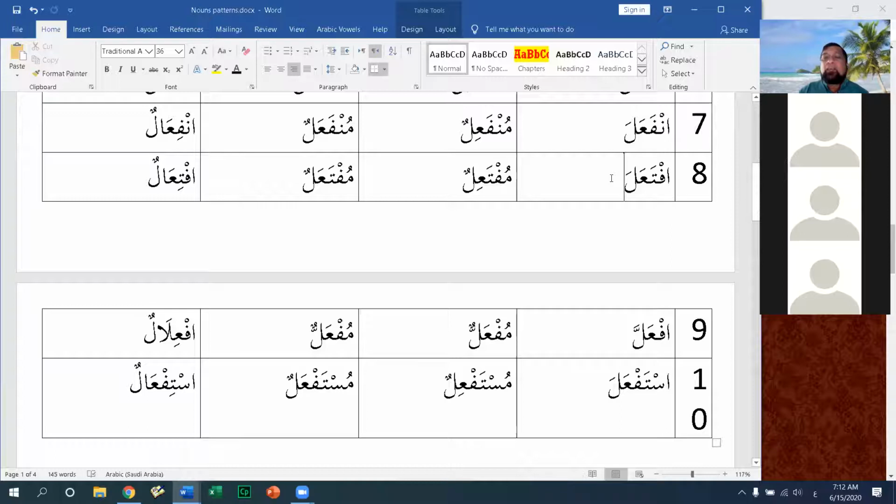Ifta'ala, the eighth pattern of the trilateral verb. Ismul fa'il would be mufta'ilun. Ismul maf'ul would be mufta'alun. And the masdar would be ifti'alun.